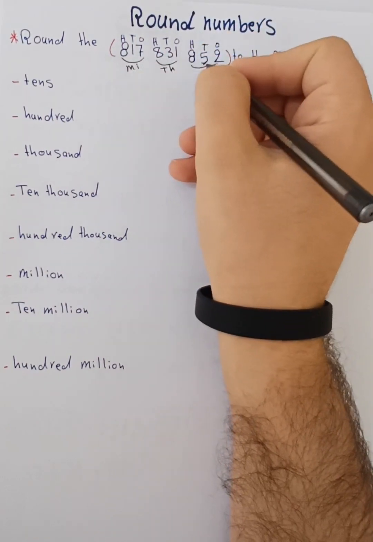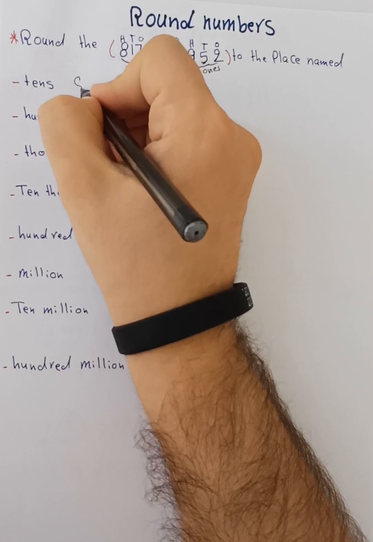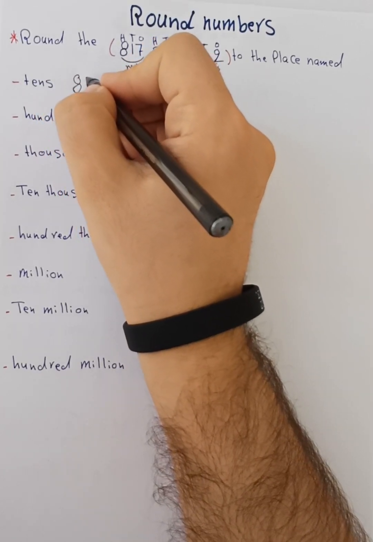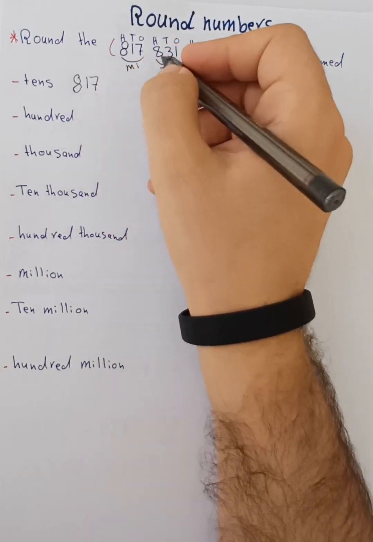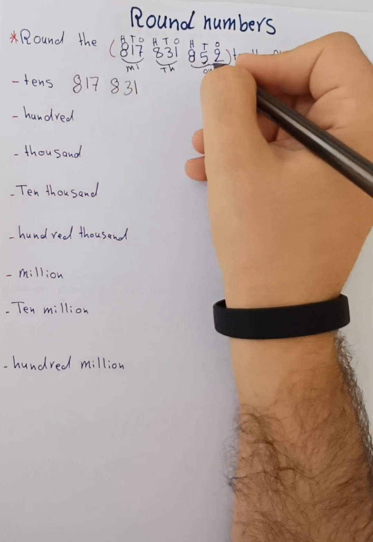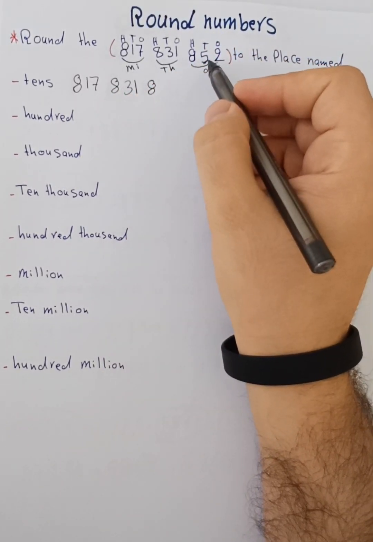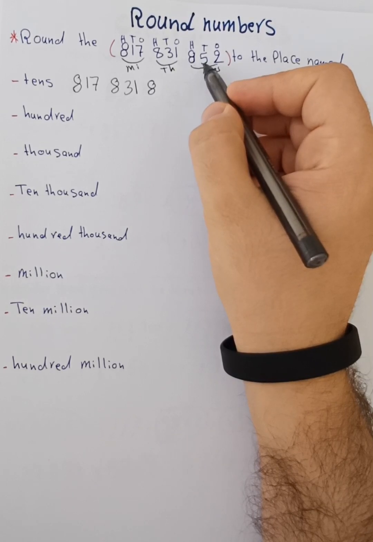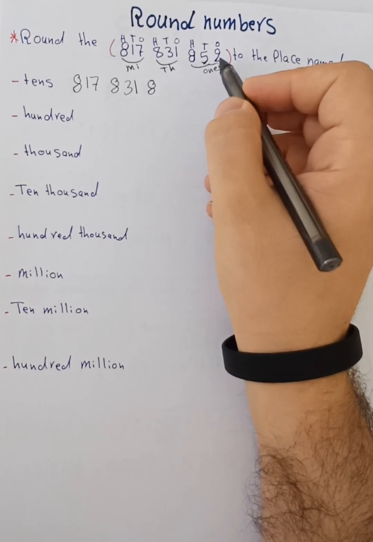So before 5 we have 817 and 831, and we have 8. So 5 is tens. We have to round only 5. After 5 we have 2.